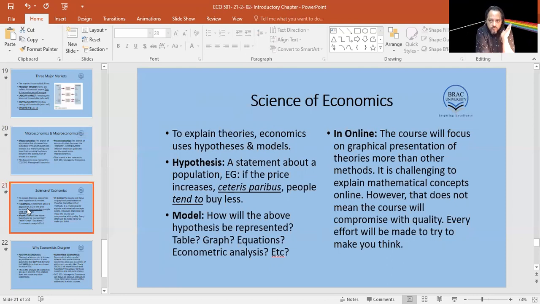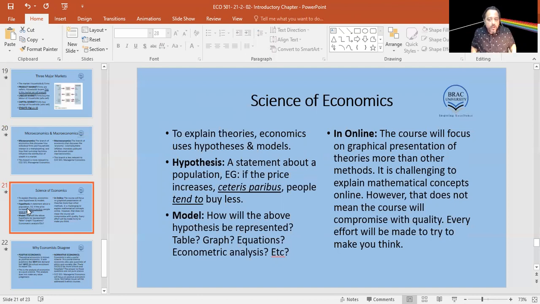Ceteris paribus. What does ceteris paribus mean? We will discuss later. What does tend to buy mean? We will discuss later. For the time being, we're just making a verbal statement. In a statistics course, this statement would have been made with a null hypothesis and an alternative hypothesis. We are not going to do that. We're trying to keep things as simple as possible so that you understand the philosophy of a concept rather than its technical jargon. It's just a hypothesis, nothing but a statement about a population.